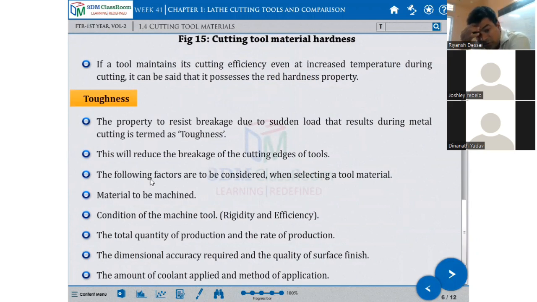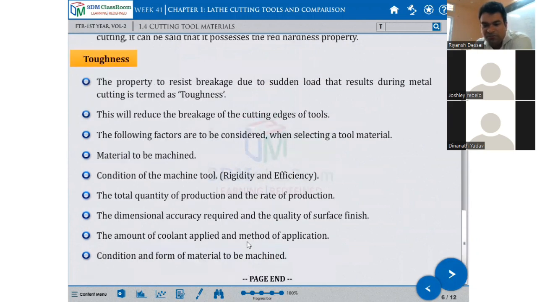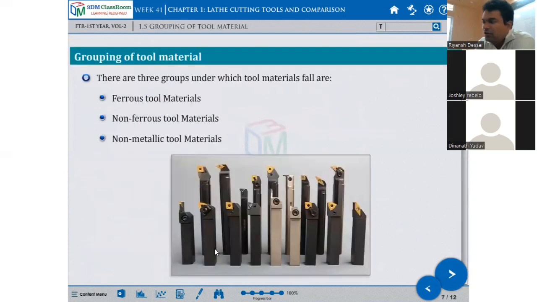The following factors are to be considered when selecting tool material: material to be machined, condition of the machine tool, total quantity of production and the rate of production, dimensional accuracy and quality of surface finish, amount of coolant applied and method of application, condition and form of the material to be machined. These are the different properties of tool materials.